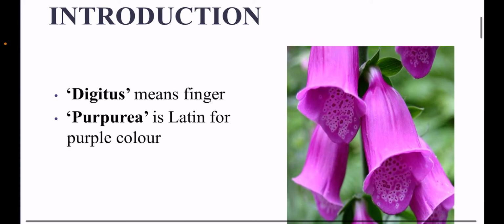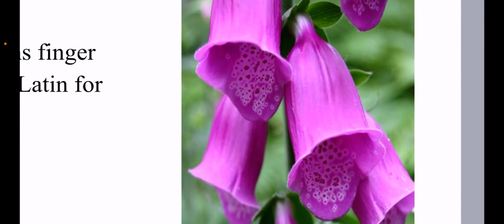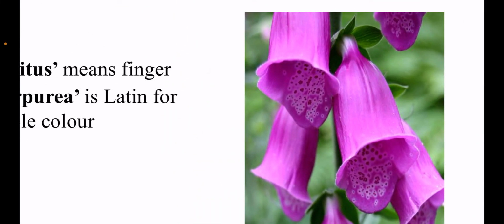Introduction. Digitalis, the word, is divided into two words, digitus and purpurea. What do you mean by digits? Digits are like the fingers. You call the fingers digits. So digitus means fingers. Purpurea in Latin is for the purple color. So purple color digits. You can look at the picture here. These are like the fingers, purple color digits.